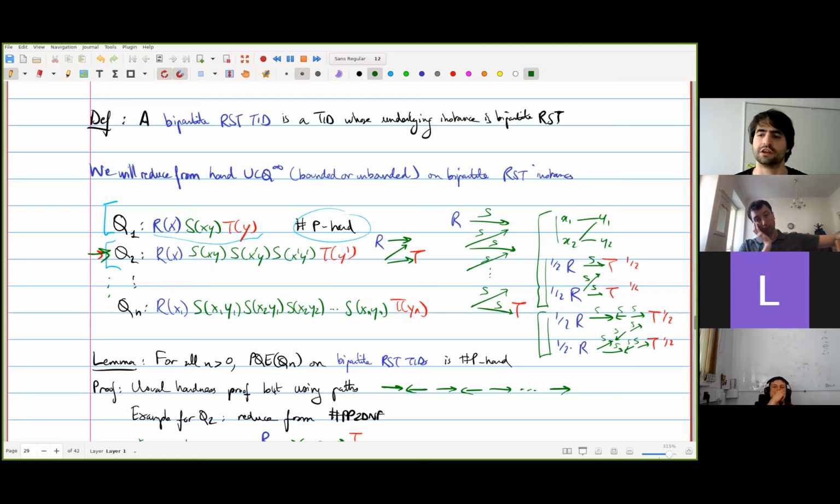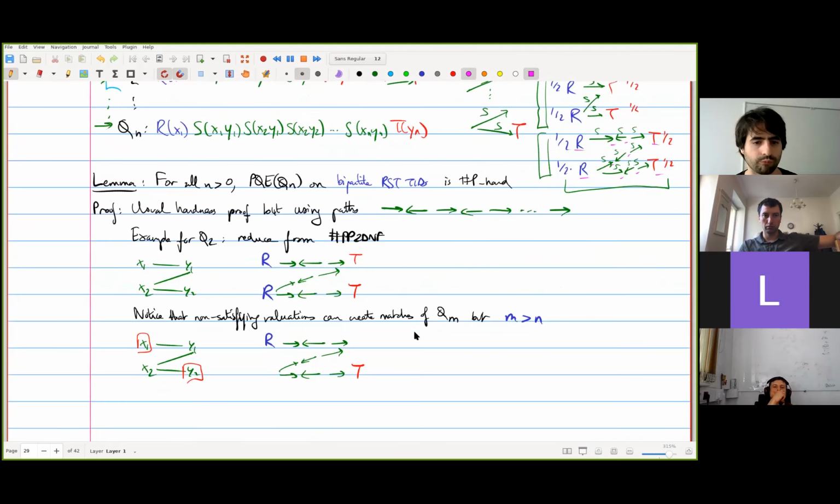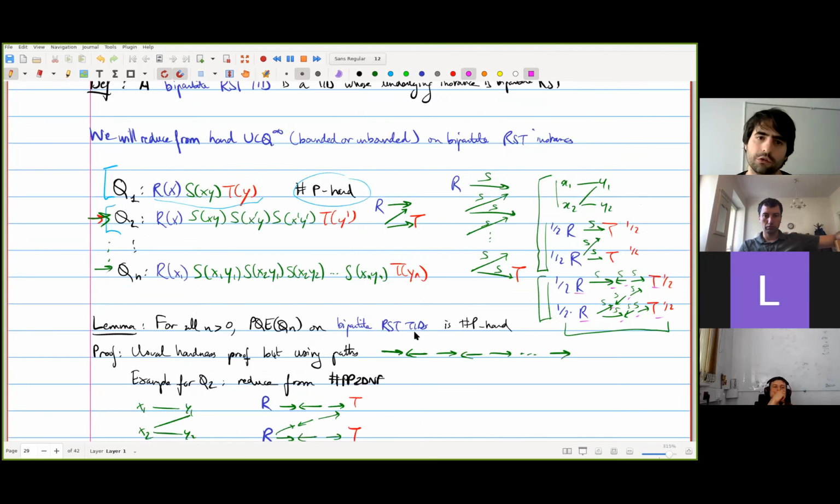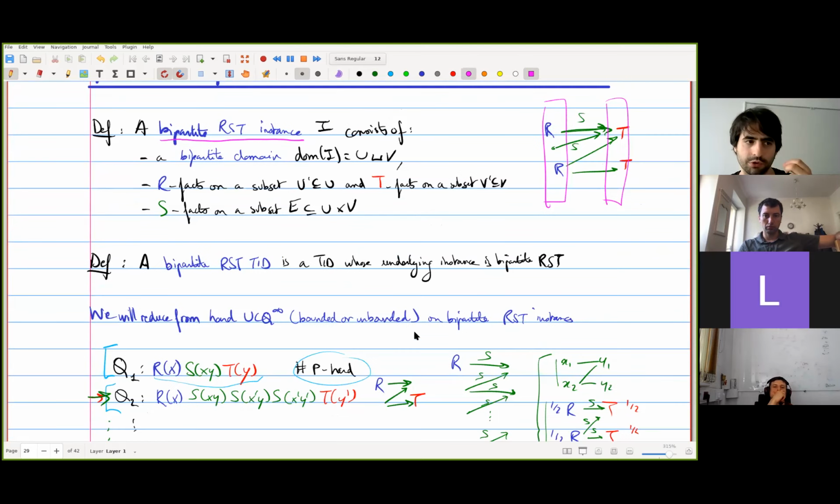And if I take longer paths, I can do the same for any length Qn. So all of these queries are hard. And so I can reduce from any of these queries on bipartite RST instances. And yeah, these instances that we build here, they are actually bipartite, right? Because the edges always go, these are left elements, these are right elements, these are left elements, and these are right elements. So it is actually a bipartite instance. And so these are the things from which I will reduce.